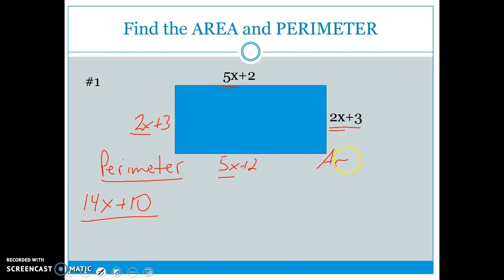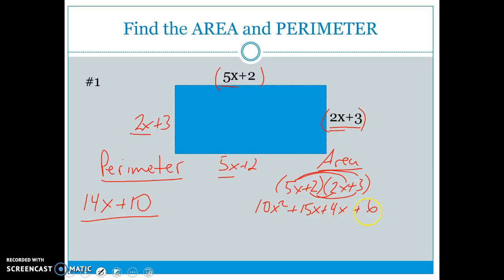Now the area is a little bit more involved, because for the area, we're actually going to take the length times the width. So that means we're going to take 5x plus 2 and multiply it times 2x plus 3. So I'm going to FOIL here. 5x times 2x is 10x squared. 5x times 3 is 15x. And then 2 times 2x is 4x. And 2 times 3 is 6.